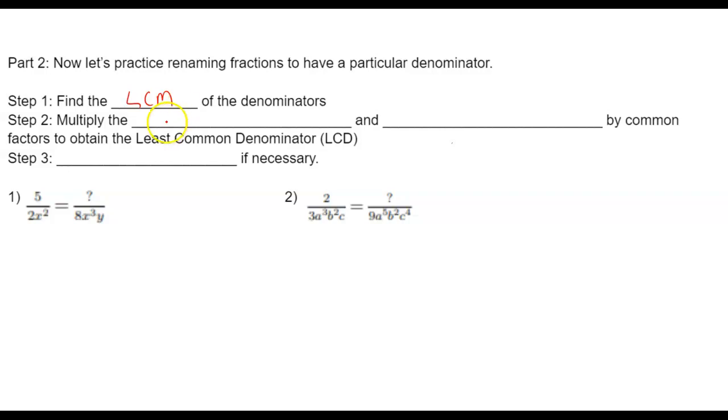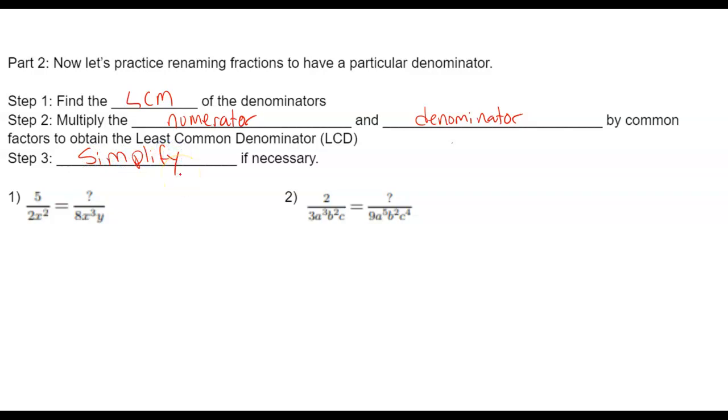I'm only going to deal with the denominators. And I'm going to multiply the numerator and the denominator by my common factors to obtain the least common denominator. Okay? And then I will simplify if it is necessary.